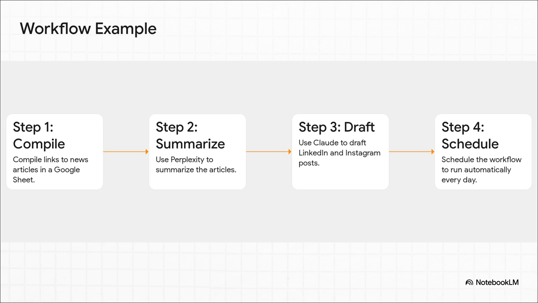Let's make this real with an example. Imagine you build a workflow. Step 1, it automatically pulls links to news articles and drops them in a Google Sheet. Step 2, it sends those links over to Perplexity to get a quick summary of each one.